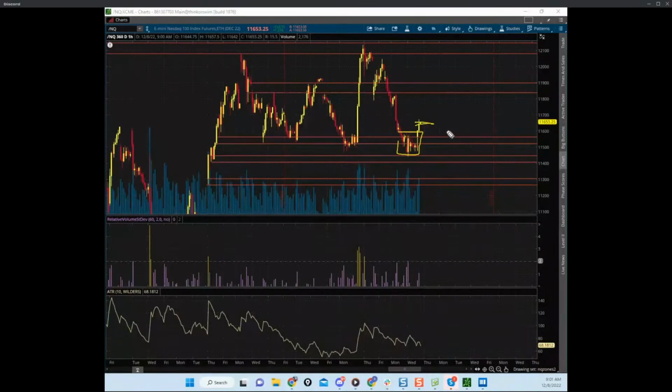Why isn't it drawing new lugs? Well, it could. Then fine, I'm taking long setups. But if this fails, the bigger picture look, I know if this breaks through 11,500, bye-bye. So this is a trade that I would take.